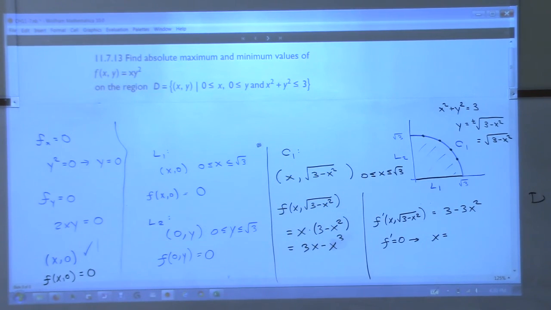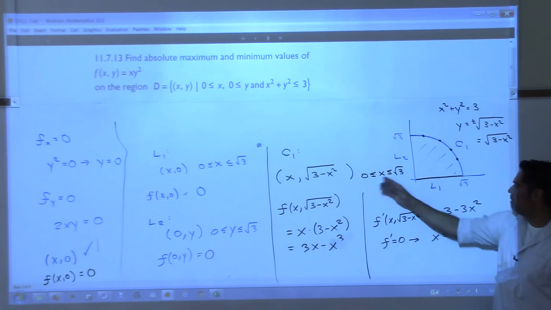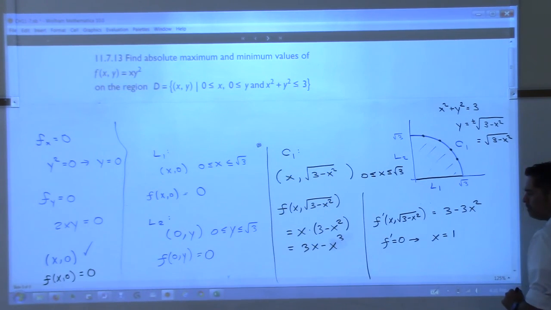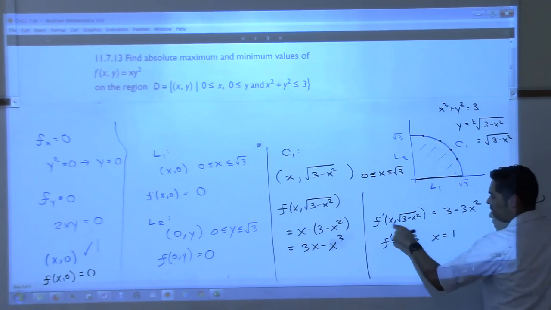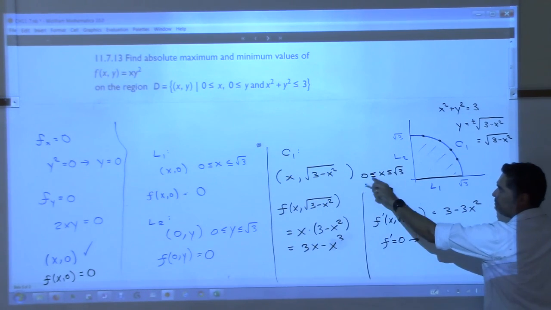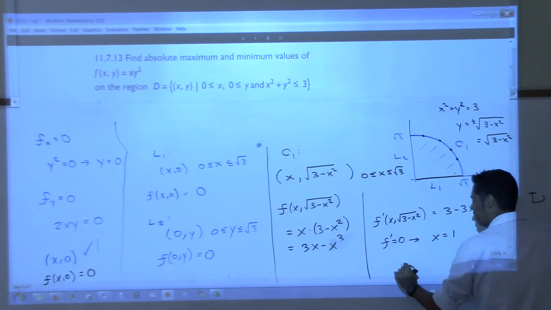So I trust that you could solve that, right? And one of those solutions I'm going to throw out, negative 1, because negative 1 is over here, and I'm only in here. So x is 1 is the only important place. And so now what I need to do is to evaluate this function at my endpoints. So let's do that.